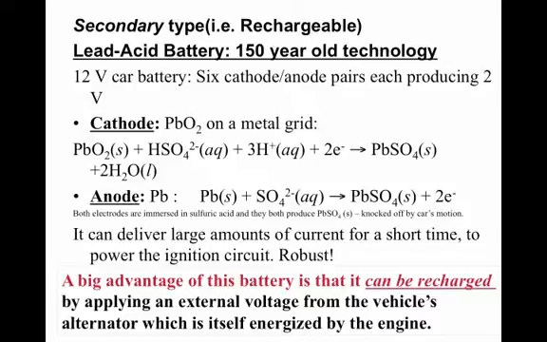So if you make your guys sit around for too long, it will hurt the battery and you will have trouble getting it to work for you. The big advantage of this battery is it can be recharged by applying an external voltage from the vehicle's alternator, which itself is energized by the engine.